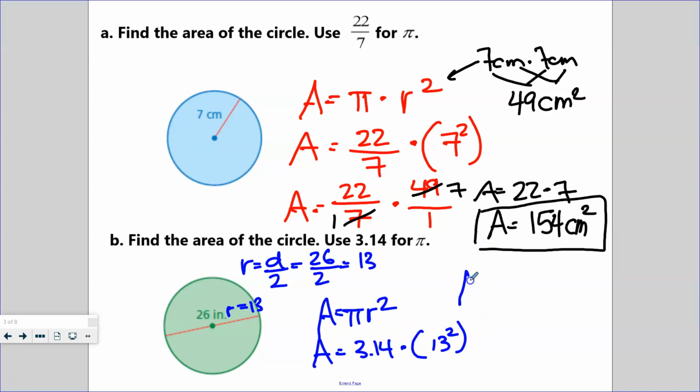But it is 169, right? And so we have area equals 3.14 times 169, and we get the area is 530 point, and we'll just round to the nearest tenth. It was 0.66, but we'll make it 0.7. And again, don't forget those units, inches squared.